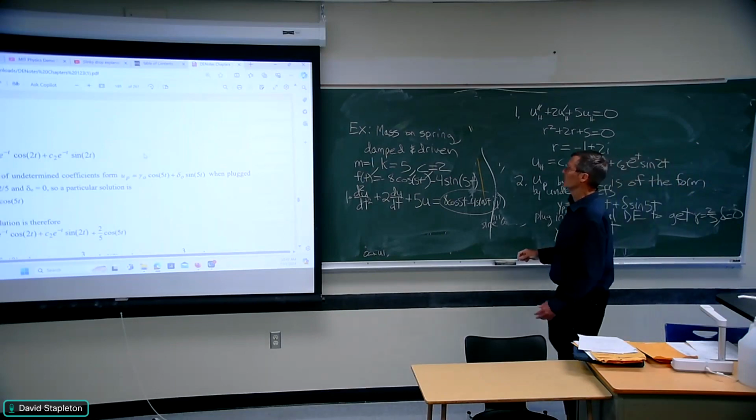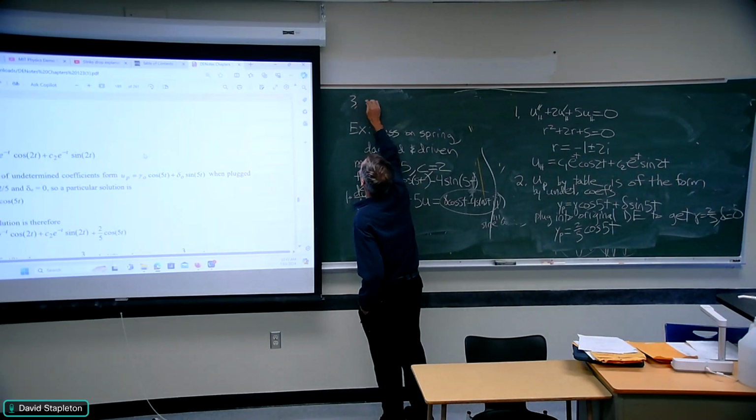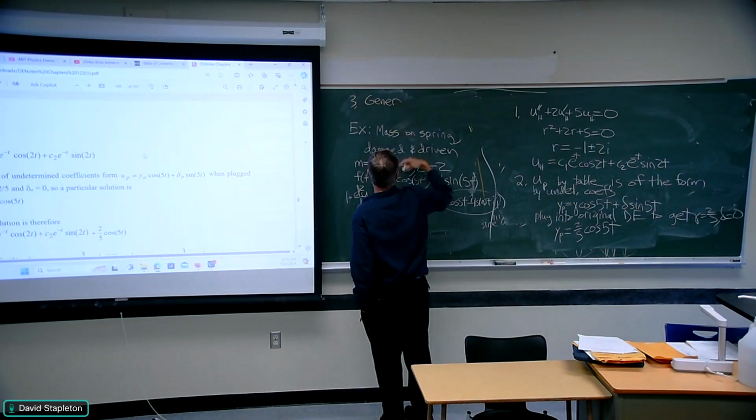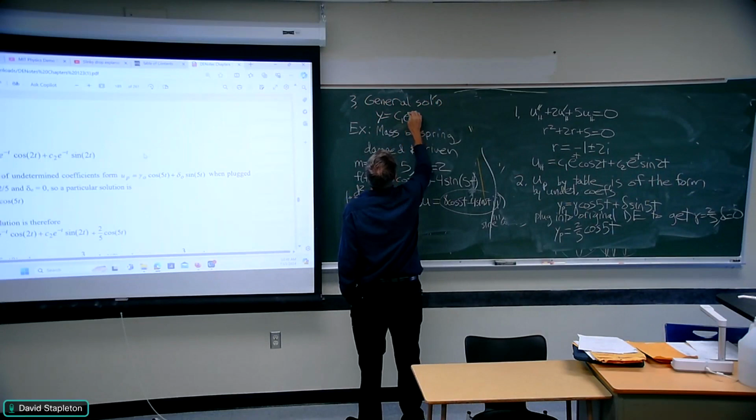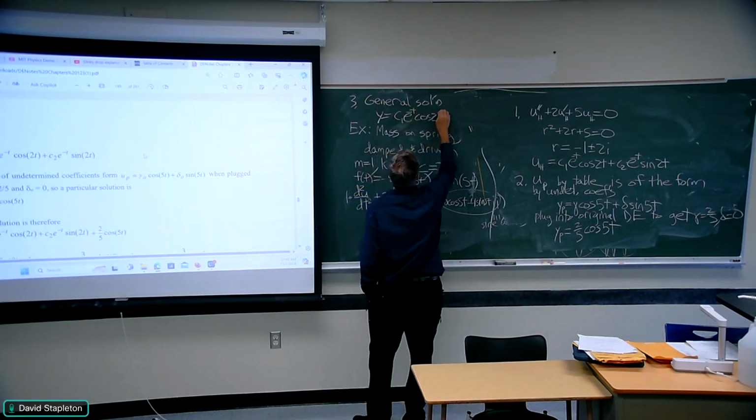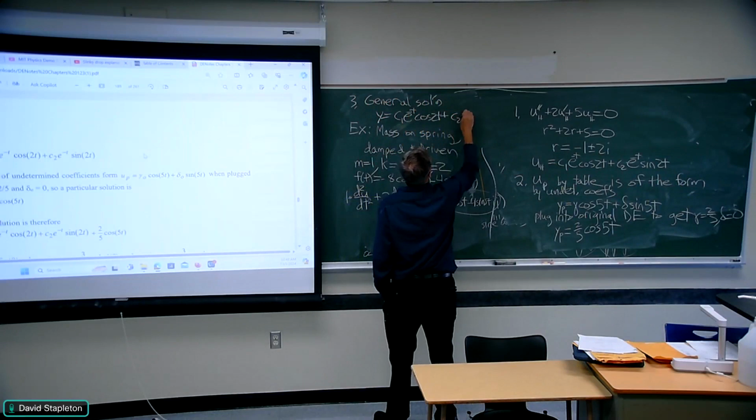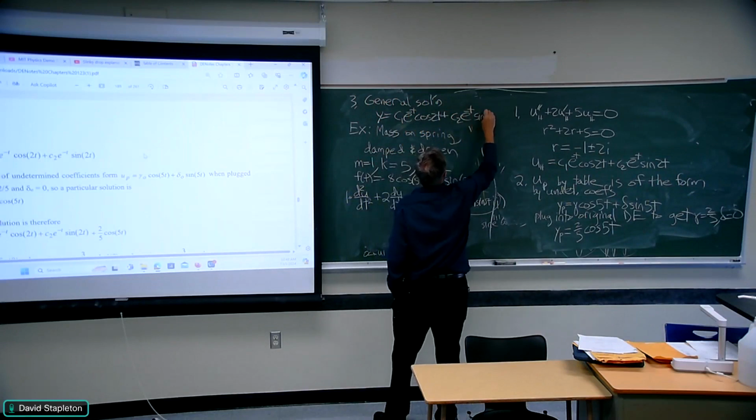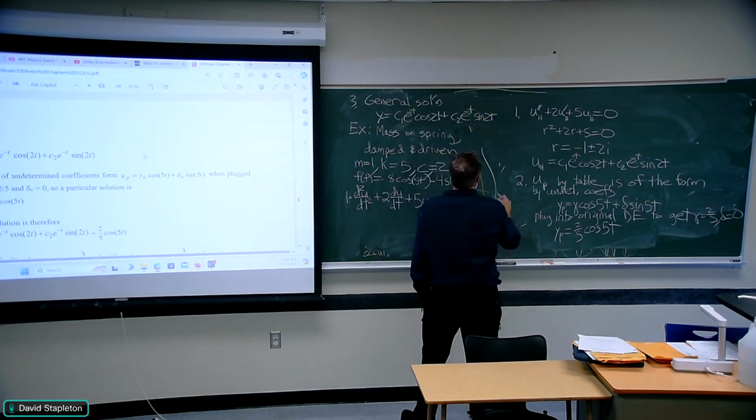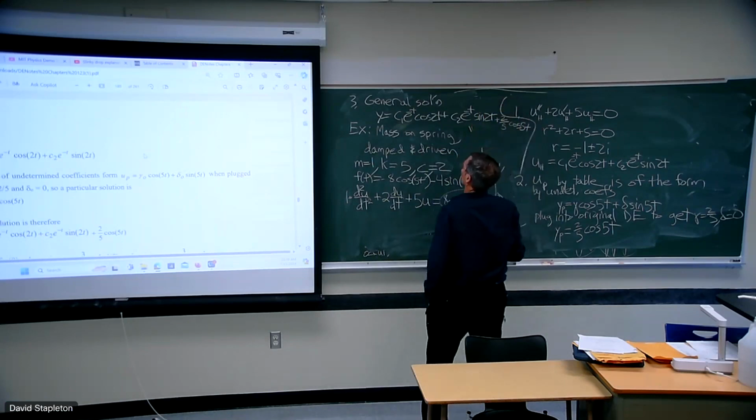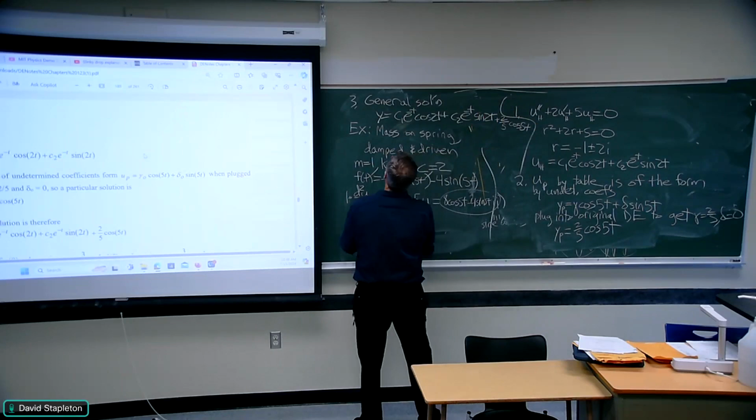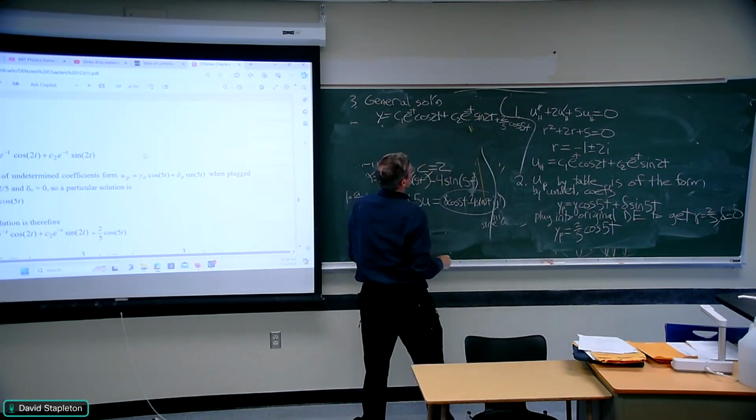And now what's the general solution to the whole problem? The general solution to the mass on the spring with this setup is the sum of those two: y equals C1 e to the minus t cosine 2t plus C2 e to the minus t sine 2t plus what you got down there, 2/5 cosine 5t. And this last case now is for damped and driven motion.